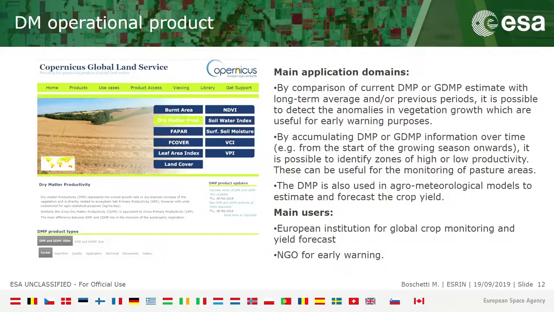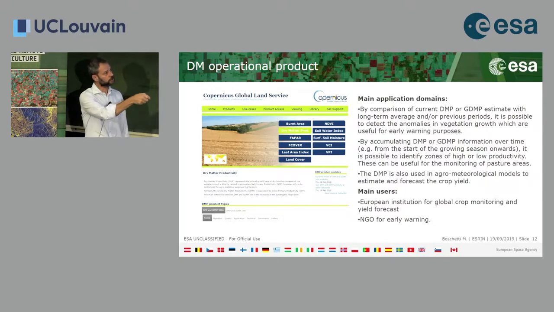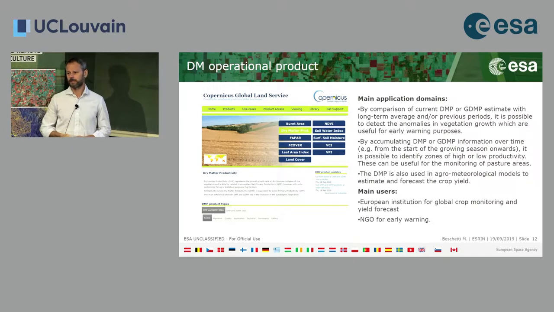Why am I mentioning this? Because this is also operational. For instance, the Copernicus initiative is producing this kind of product, such as a dry matter product, which can be downloaded and used. You can then check whether it is available or not. It is used in Africa in particular for savanna and rangeland monitoring. Often it is not used in a quantitative way because you need to calibrate, but it is used in a qualitative way to see anomalies in the production.